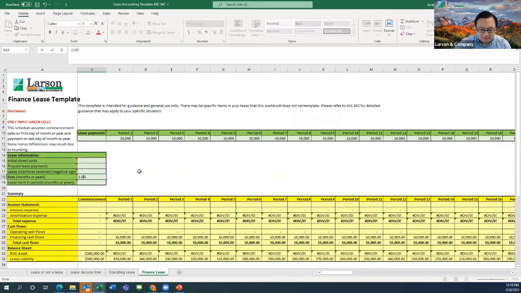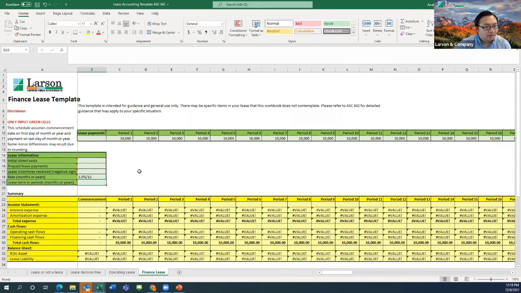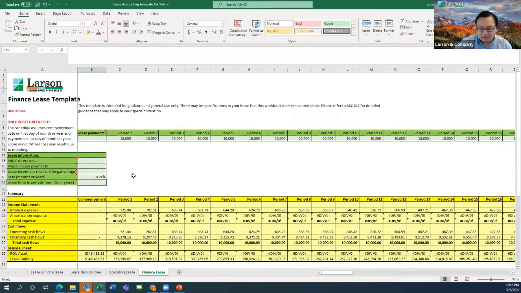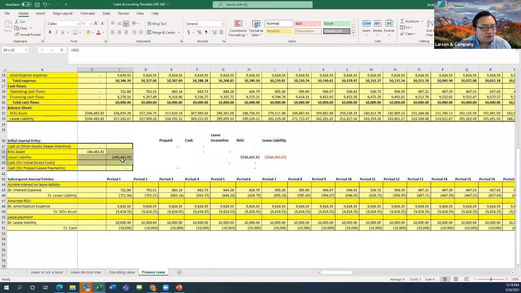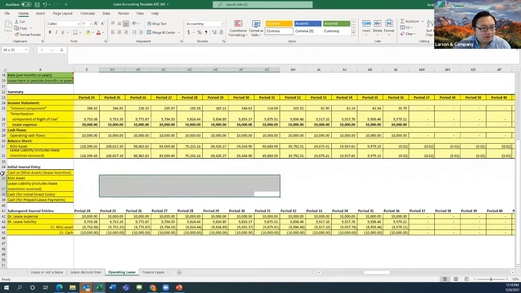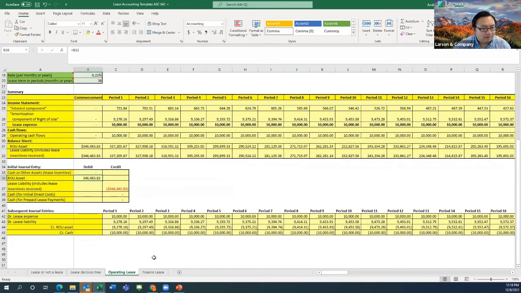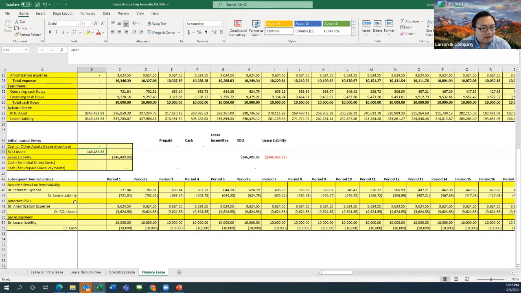2.5%. If we add the equal sign here, lease term 36 months. You can see that the initial is still the same, 346,483. It's the same as what we have recorded in the first place. Now the difference is that in our entries, we're going to break out the interest component piece as an actual interest expense.